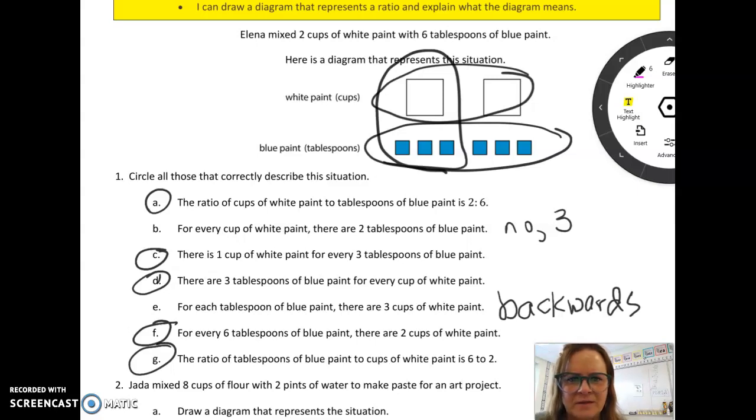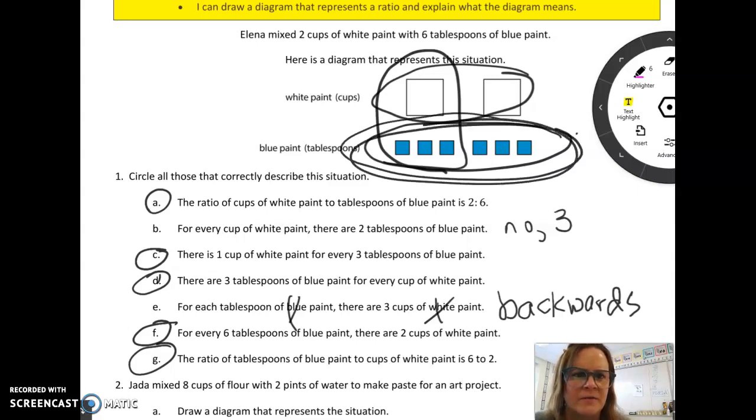E does not work though, because notice it's backwards. It says for each tablespoon of blue, there are 3 cups of white. It should say for each cup of white, there are 3 tablespoons of blue. So that one does not, the numbers and the words do not align correctly. F is correct, because it says for every 6 tablespoons of blue, there are 2 cups of white. That's what we have if we put all this together, 6 blue for every 2 cups of white. And then the last one's also correct. The ratio of tablespoons of blue to white is 6 to 2.